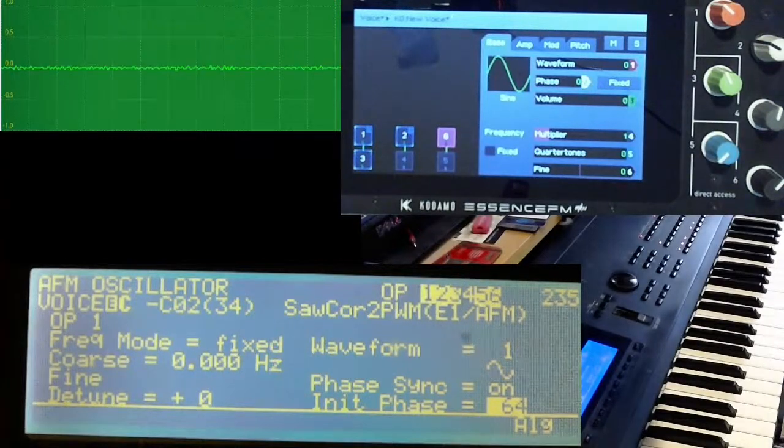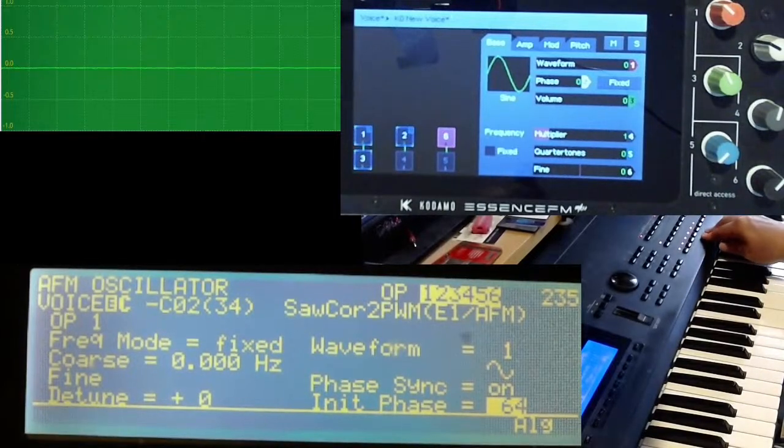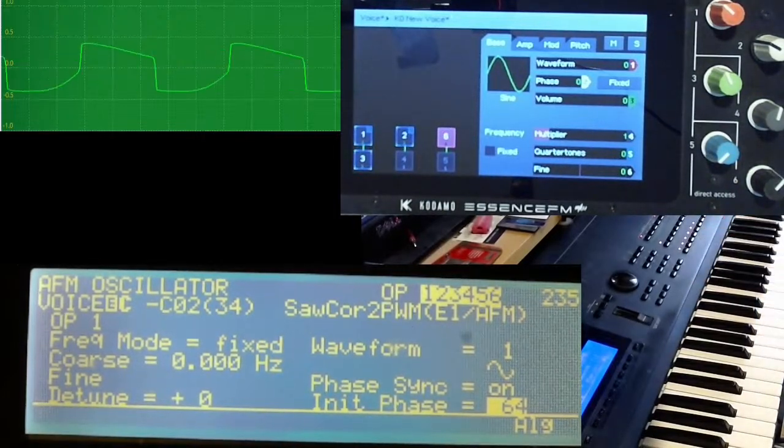So let's say they are offset like we did on the other example. So we get a square wave. So when you have these two sawtooth waves offset by half their cycle, two sawtooth waves will sum to become a square wave.